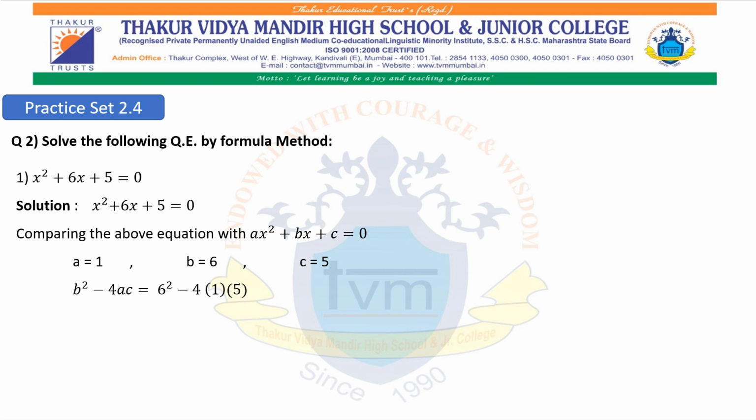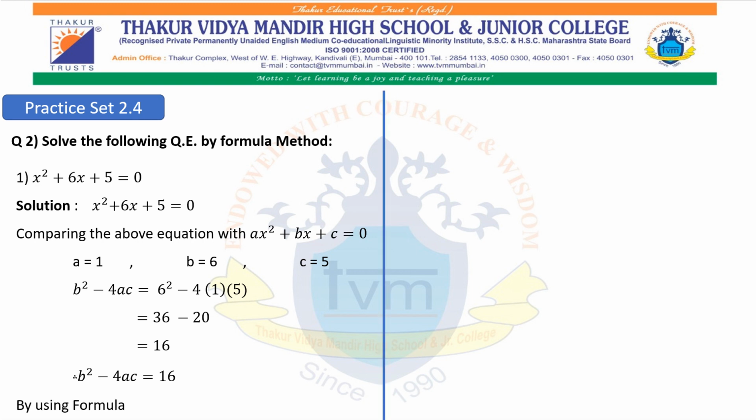After substituting the value of a, b and c, we will get 6 square minus 4 into 1 into 5. Further it can be written as 36 minus 20 and it will be 16. Means the value of b square minus 4ac equals to 16. Now we will use the main formula. We will write by using formula. We will write the main formula as x equals to minus b plus minus root b square minus 4ac upon 2a.